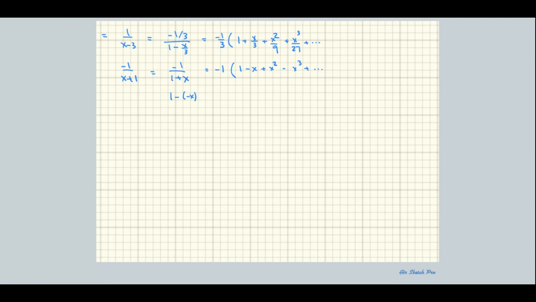Okay? And so, sometimes it's nice to go ahead and take a look at just the coefficients. Negative 1 third, comma, negative 1 ninth, negative 1 27th, negative 1 81st. And that's what happens just because I took the negative 1 third and I brought it in. Okay? And this is going to be plus negative 1, 1, negative 1, 1, dot, dot, dot. Okay?